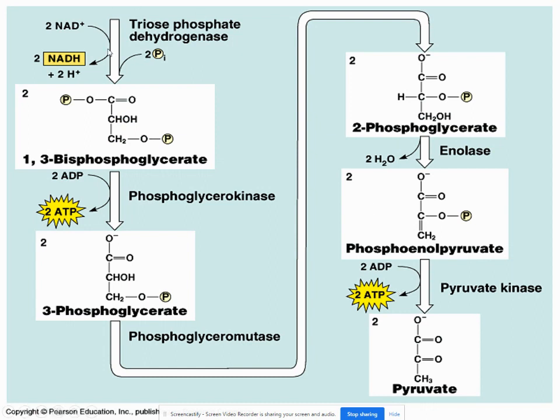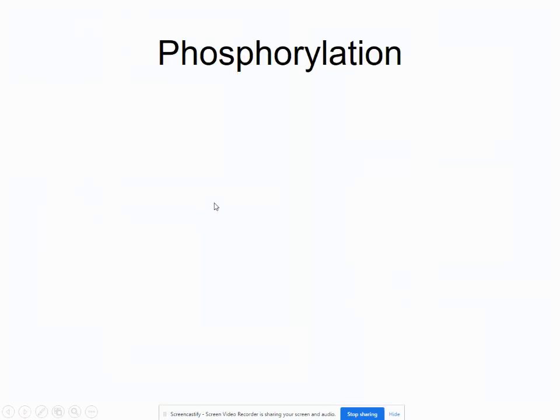Okay, and it was also my examples of substrate phosphorylation. So this is substrate phosphorylation. We're taking this phosphate and we're adding it to this ATP using a kinase, okay? So that is substrate phosphorylation. We're going to also talk about oxidative phosphorylation here in a minute.